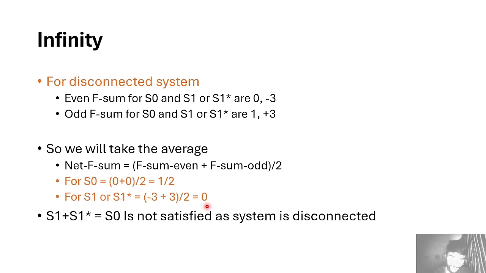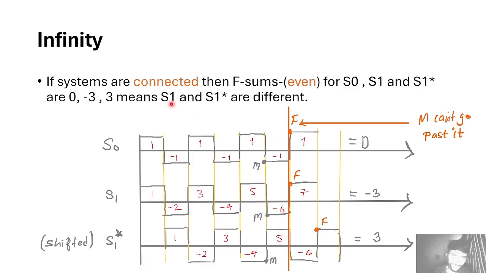So in this case you can see that for a disconnected system the equation is not satisfied. If you add S1 and S1 star, which is 0 and 0, it should equal 1 by 2, which is not correct. But similarly, if you do it for a connected system, then the thing changes.